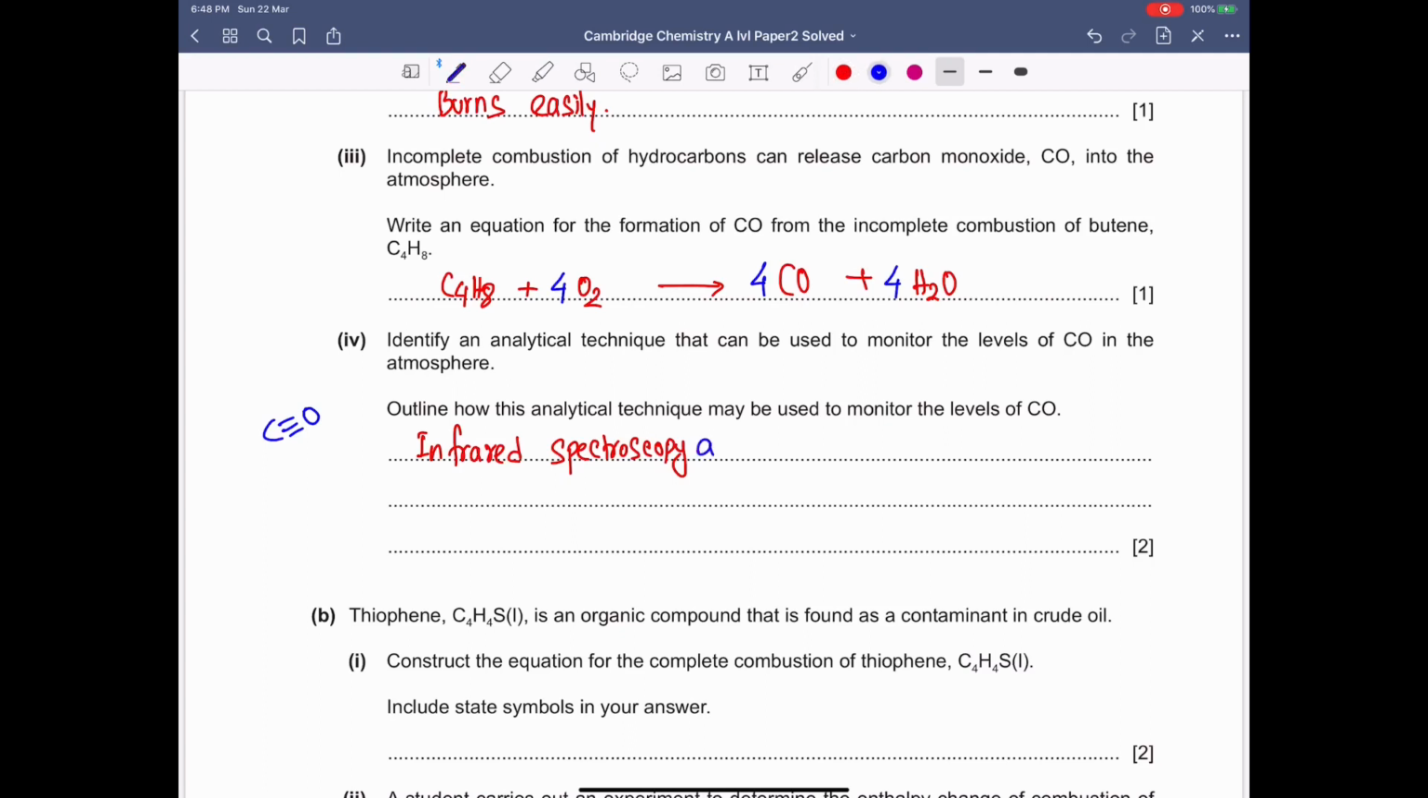And then compare the wavelength, because comparing actually allows us to detect. Compare the wavelength.